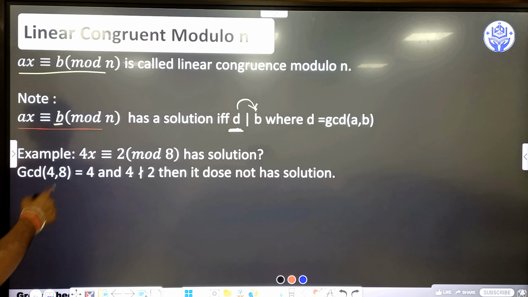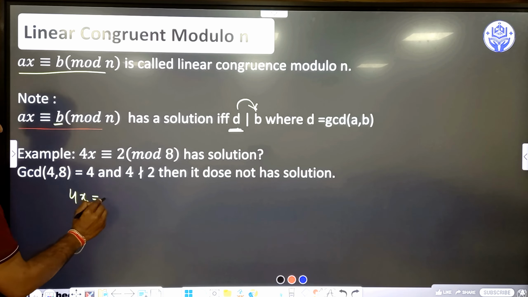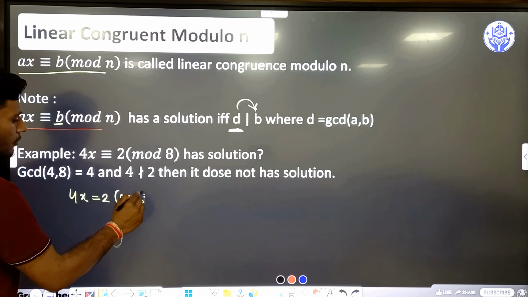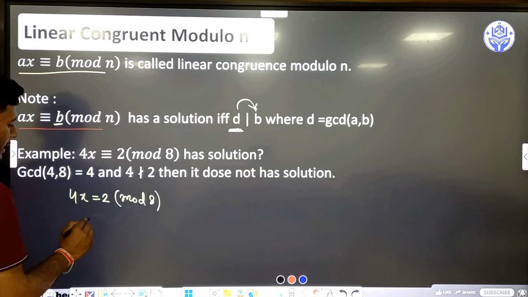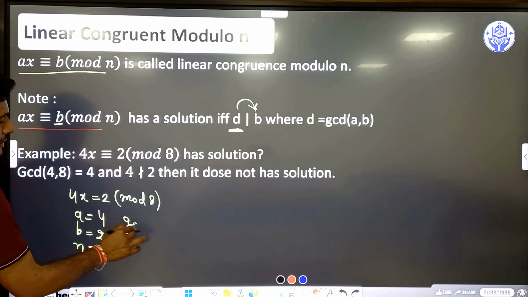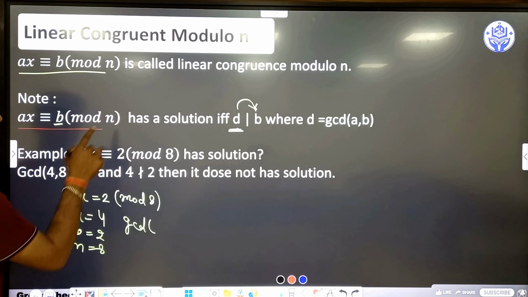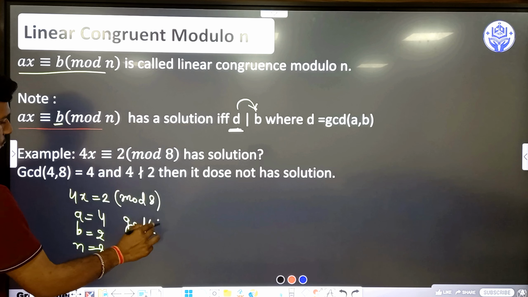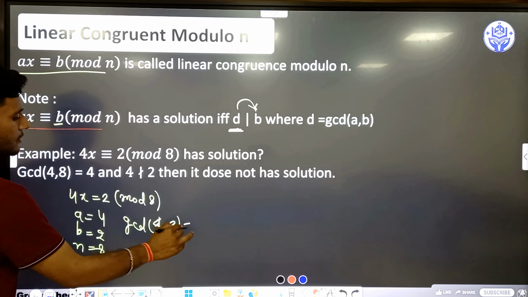Just check, just see, it is what, 4x is equal to 2 mod 8. What is my a here? A is 4. What is my b here? That is 2, and what is n here? That is 8. Now what is the GCD here? GCD of a and n, that is 4 and 8, that is 4.